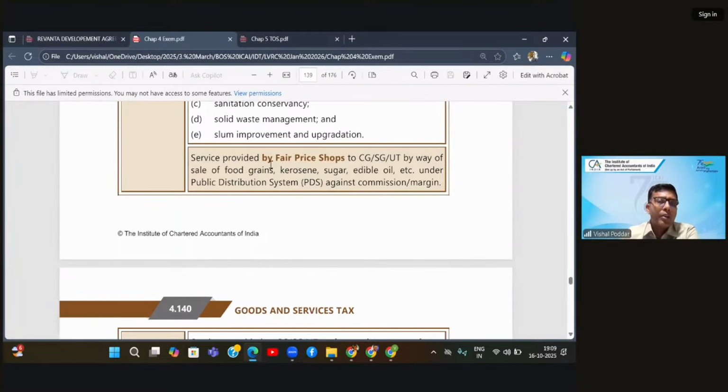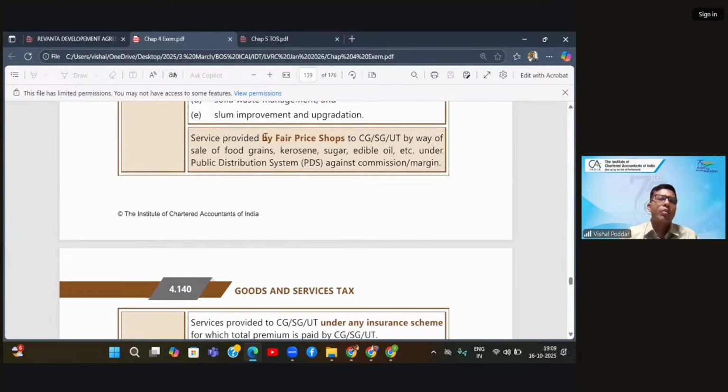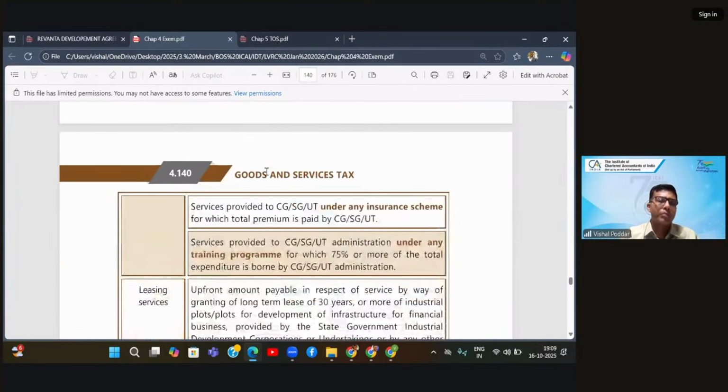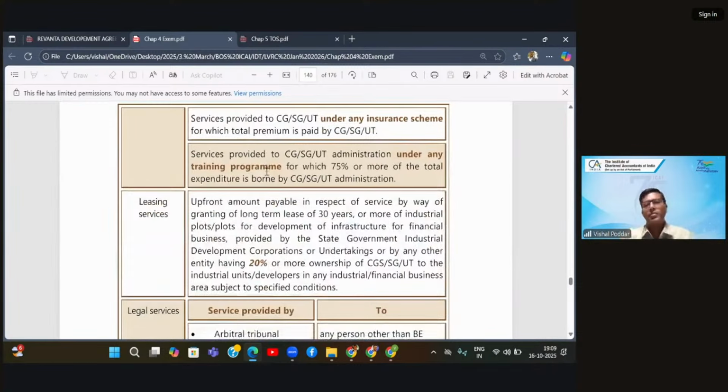Then where you have these ration shops, which are the fair price shops. So the person who is running these ration shops, he is getting some commission from the government for running these shops. So the service is provided by the shopkeeper to the government by way of running a ration shop or a fair price shop. These services, that is the commission, is exempt.